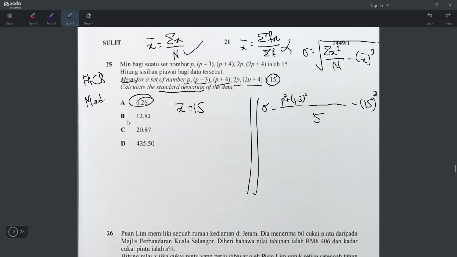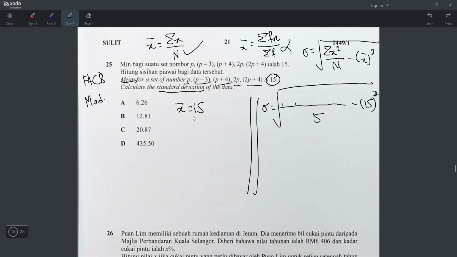But if you look at all your answers, they are all tak ada p punya, right? Yeah, all the answers here tak ada p. So the p will be a problem later because I need the value of p in order to write this, right? Because the answer is all in a number like that. Yeah, it's not in terms of p. So that means I have to try to find p first. Because without the p, I cannot get my standard deviation answer in this format.